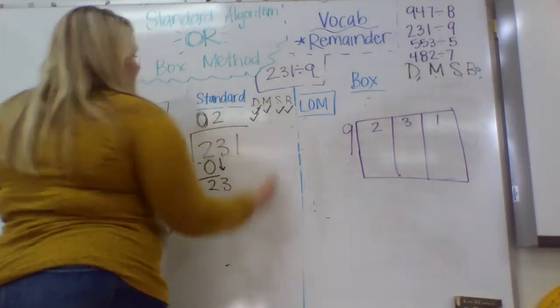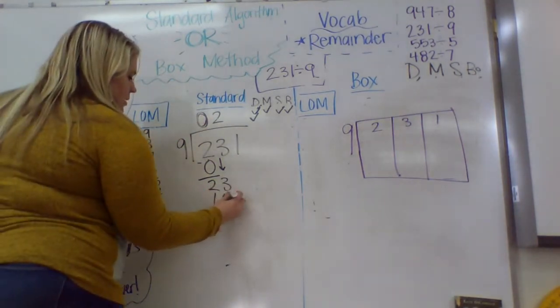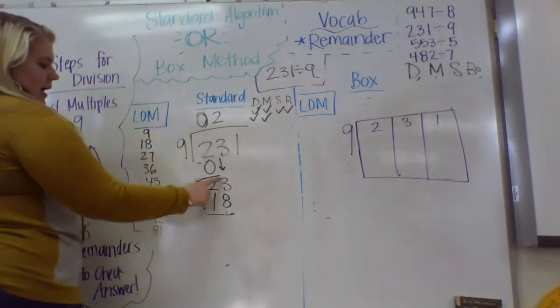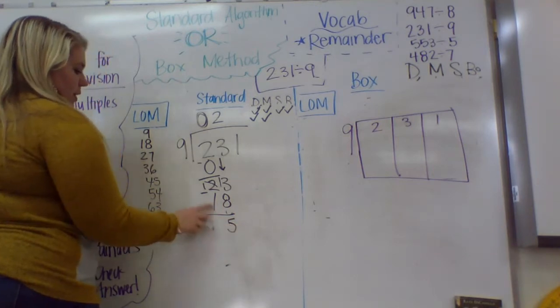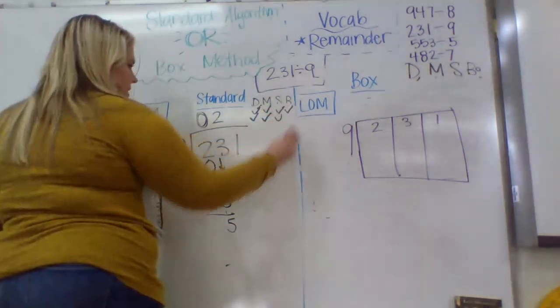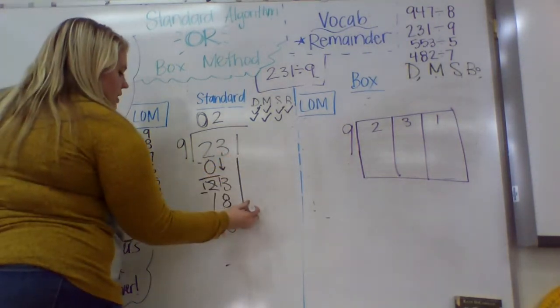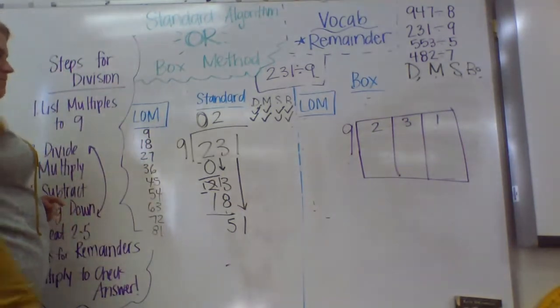That's my divide. Now I multiply. 2 times 9 is 18. When I subtract, I can't do 3 minus 8, so I'm going to borrow. 13 minus 8 is 5. 1 minus 1 is 0. So 23 minus 18 is 5. Now I'm going to bring my 1 down, and I'm ready to start again.